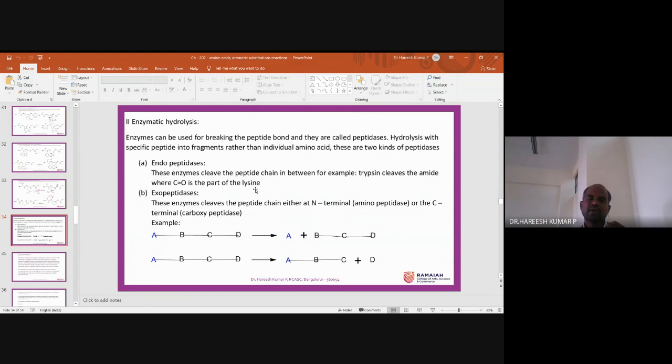So that means lysine and the adjacent amino acid. Exopeptidases are enzymes that cleave the peptide chain either at the N-terminal end or the C-terminal end.